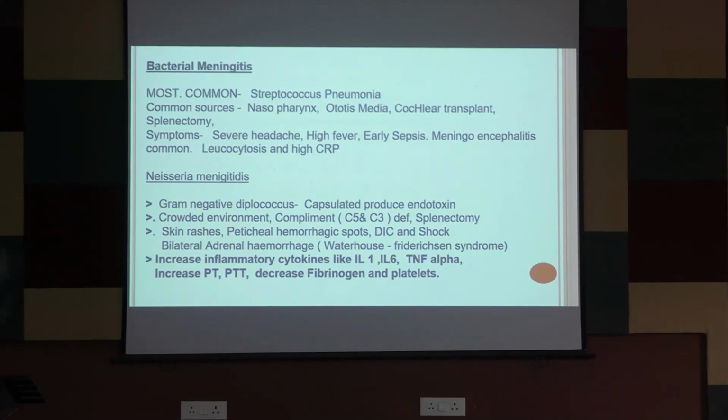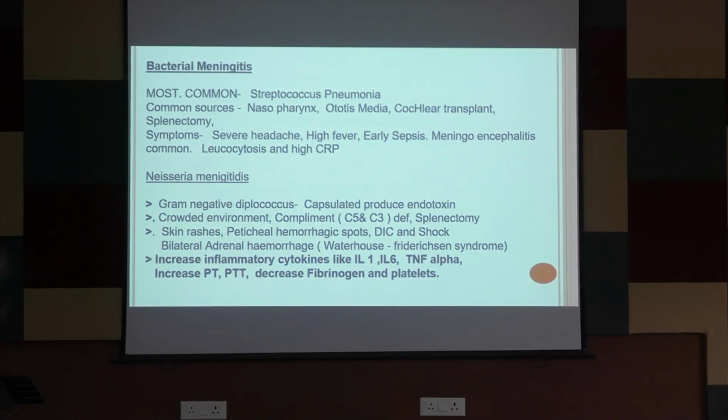So there is skin rash, like in dengue there is skin rash. These petechial rashes, hemorrhagic spots. I will show you pictures. One picture: there are petechial rashes and hemorrhagic spots. There is DIC. What is DIC? Disseminated intravascular coagulation. DIC means disseminated intravascular coagulation. It occurs in dengue also.